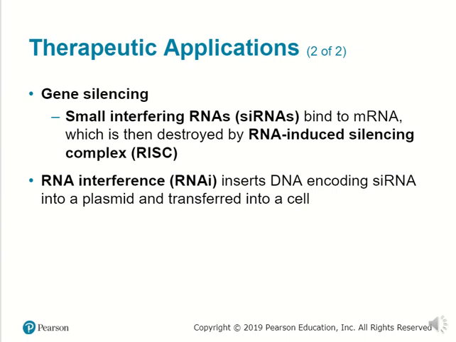Further therapeutic applications include gene silencing, which involves making small interfering RNAs, or siRNAs, that will bind to messenger RNA, which is then destroyed by the RNA-induced silencing complex. And there's RNA interference, RNAi, which inserts DNA encoding a small interfering RNA sequence into a plasmid which can then be transferred into a cell. The purpose of which is to help get rid of destructive or harmful messenger RNA sequences, preventing them from encoding proteins or genes that are not desired.